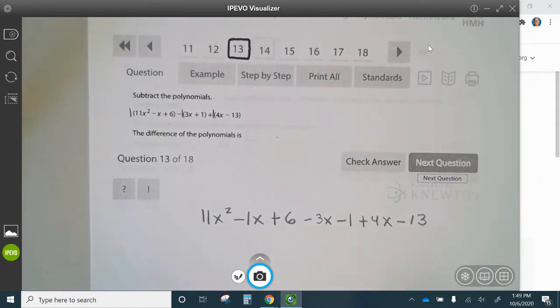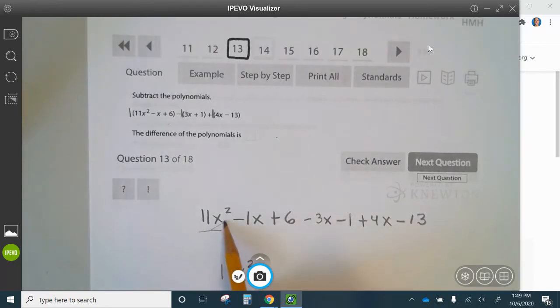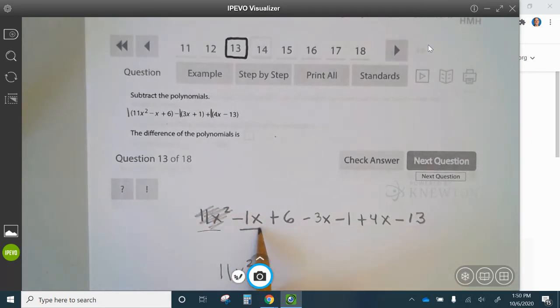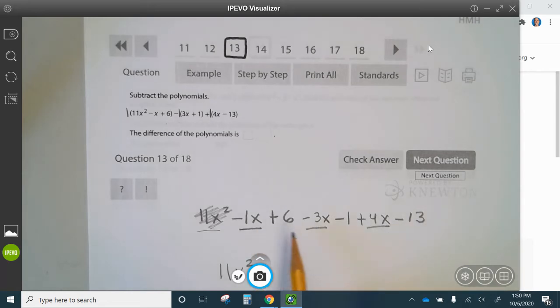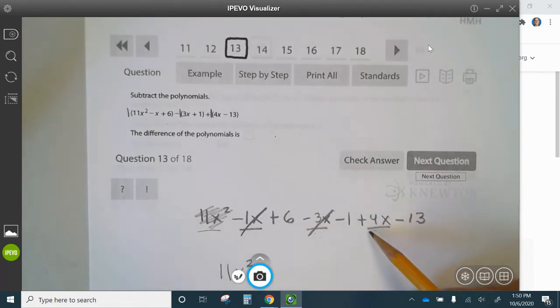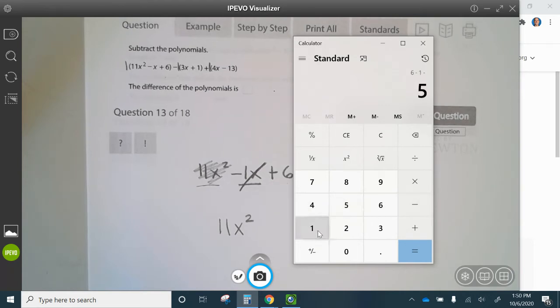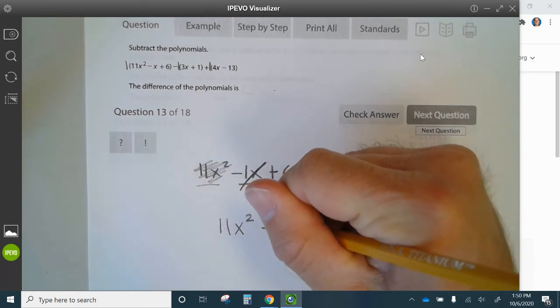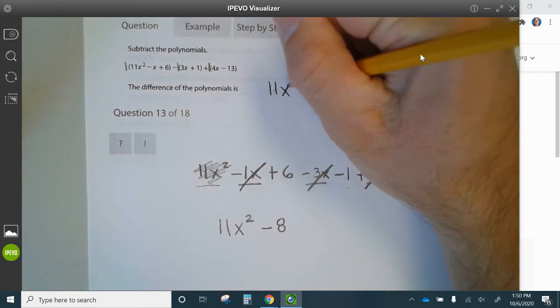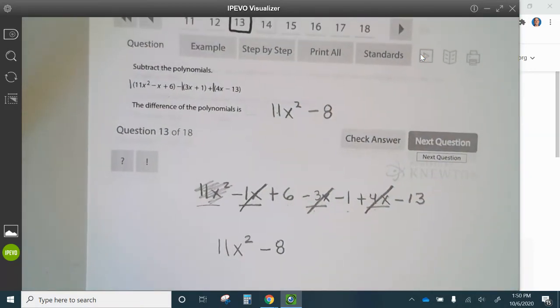Okay, so combine terms. There's nothing to combine with 11x squared, so that's 11x squared. So we mark this out. Now we combine the x's, so negative 1x, negative 3x, and 4x. So negative 4x and 4x cancel, so these cancel. And then you have 6 minus 1 is 5 minus 13. Let me just use a calculator just to make sure I get that number correct. So 6 minus 1 minus 13 is negative 8. So minus 8. So the difference of the polynomials is 11x squared minus 8. All right, go ahead and finish up number 13.